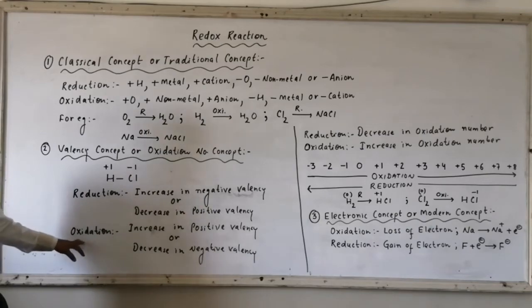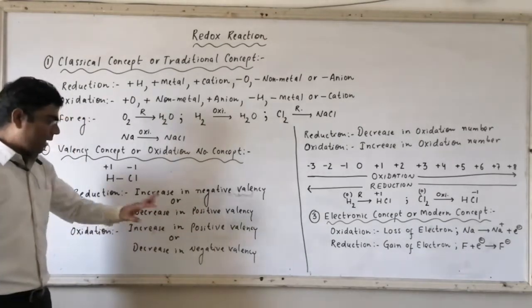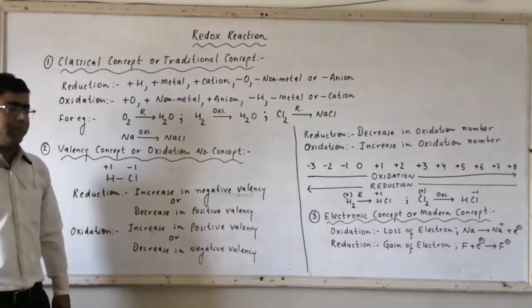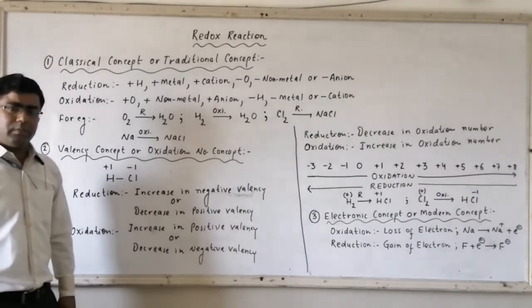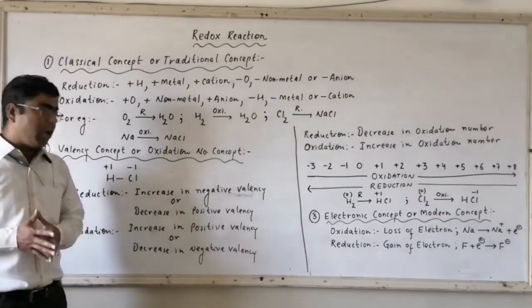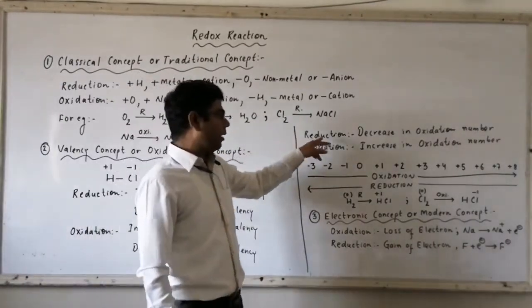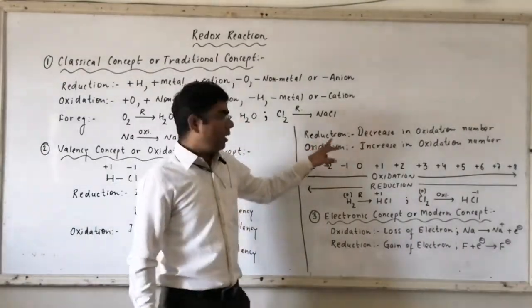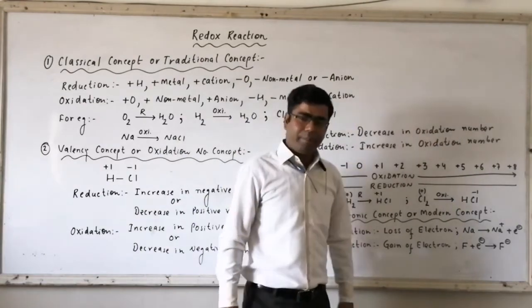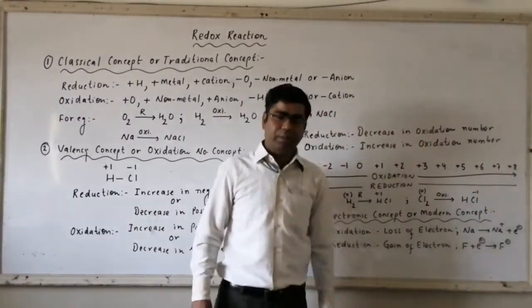On the other hand, oxidation: an increase in positive valency or a decrease in negative valency is called oxidation. We know very well that negative valency or positive valency is called oxidation number, so it can be defined in another way also. Reduction is a decrease in oxidation number, and oxidation is an increase in oxidation number.